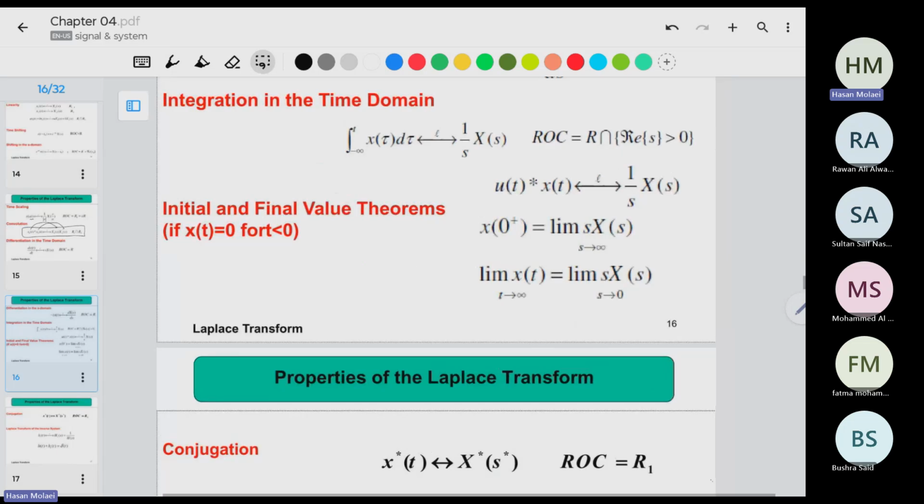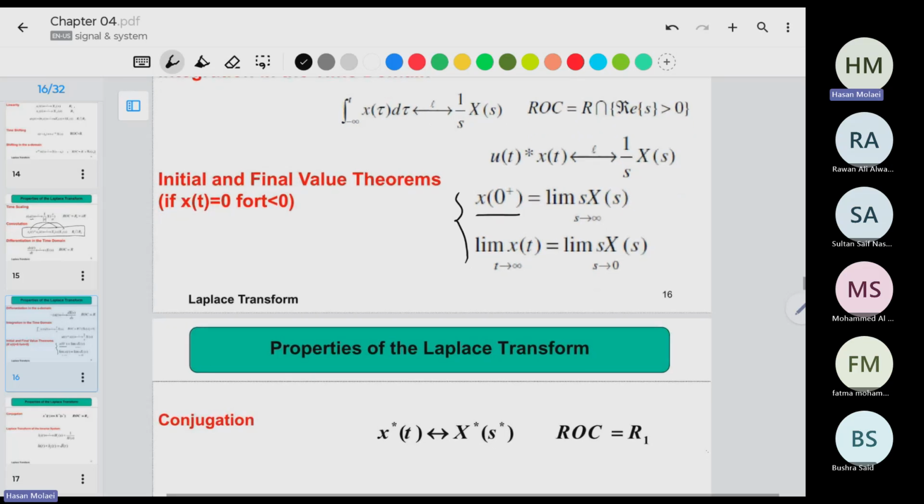The initial and final value. The initial value in time domain is related to the final value in S domain and vice versa. If you want x at 0, you need to find s X(s) when s is approaching infinity. And when you want the steady state of x(t), you need to find s X(s) when s is approaching 0.